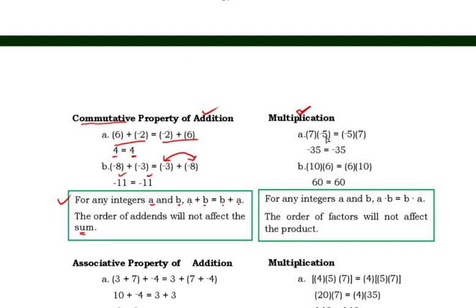Ganoon din po sa multiplication. 7 times negative 5 is the same as negative 5 times 7. So, the product is negative 35. 10 times 6 is the same as 6 times 10. Ang product po niyan ay 60. Magko-commute lang po tayo gamit ang addition at saka multiplication. Ano ho? Hindi po ito pwede sa ibang operation. Okay?